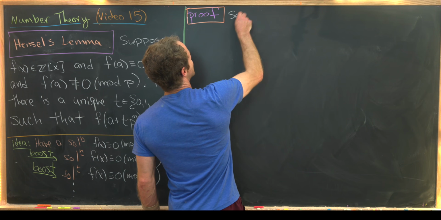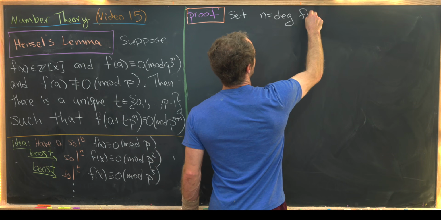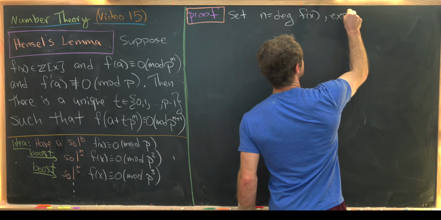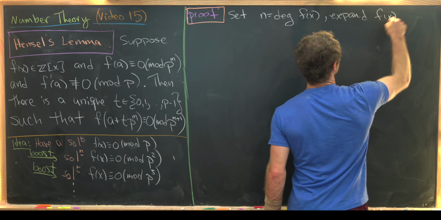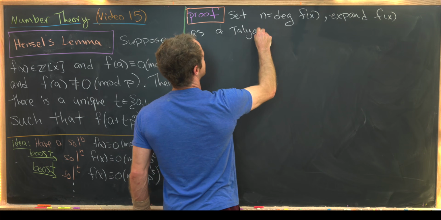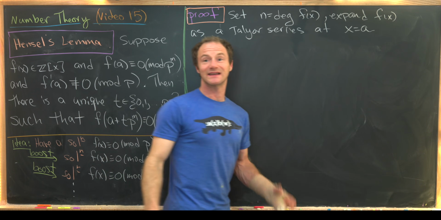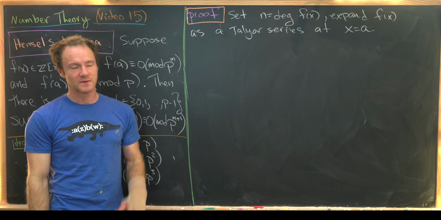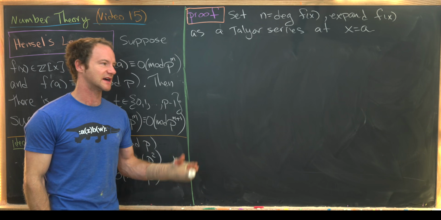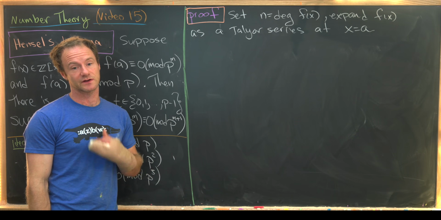So we want to start by introducing some notation. So let's let n equal the degree of f of x. And then we want to expand f of x as a Taylor series at x equals a. In other words, centered around x equals a. So this is one of the very few times that we use any of the notions from calculus in this class. But generally, if you're looking at a number theory class, then you've probably taken at least calculus 2.